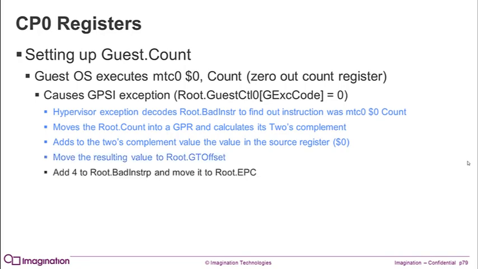Then it calculates the new PC for the guest to continue execution from by adding 4 to the bad instruction pointer and moving that value to the EPC register. After the hazard barrier instruction is executed to make sure that the write of the GTO offset register has taken effect, it executes an exception return instruction. The guest OS continues execution none the wiser.